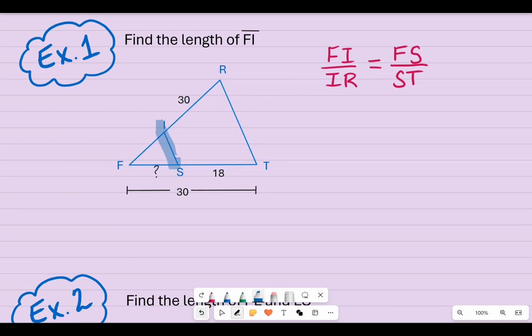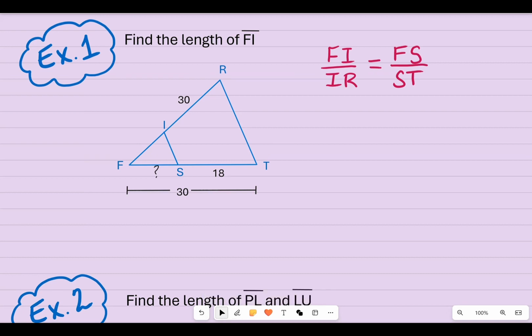The converse of the triangle proportionality theorem states if a line divides two sides of a triangle proportionally, then it is parallel to the third side. So those are the two theorems that we're going to work with.